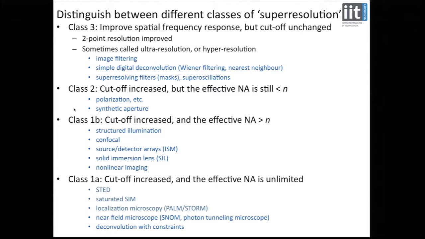Class 2 are methods where you do increase the cutoff of the system, but you're still limited by the maximum numerical aperture of a lens. So the methods of Lukosz would usually come into this category. Then class 1B are ones where you do indeed increase the cutoff of the system, but only by up to a factor of two. These include structured illumination, confocal, and some other methods that I'm going to describe in a minute. And then there are the ones that got the Nobel Prize, STED and localization microscopy. It was 2015, wasn't it, I think, now.